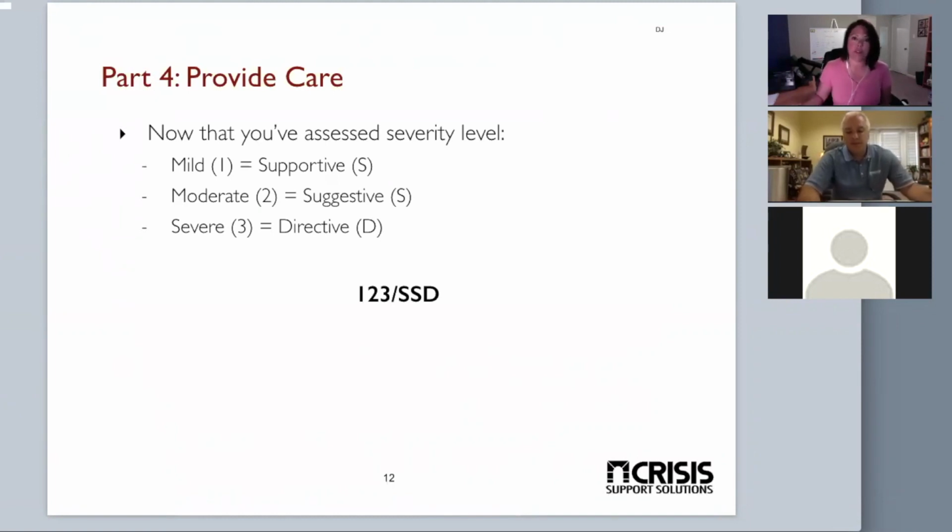Joey's just set up for you mild, moderate, and severe. For some of you, we actually taught you 1, 2, 3 SSD. If they're mild, then you want to offer them a supportive approach. Mild, they are not freaking out. Their hair is not on fire. Their world has not fallen apart. There's a little bump in their road. They may feel a little uncertain about something. They could go right, they could go left. There's not massive confusion. There's just, I'm not quite sure.